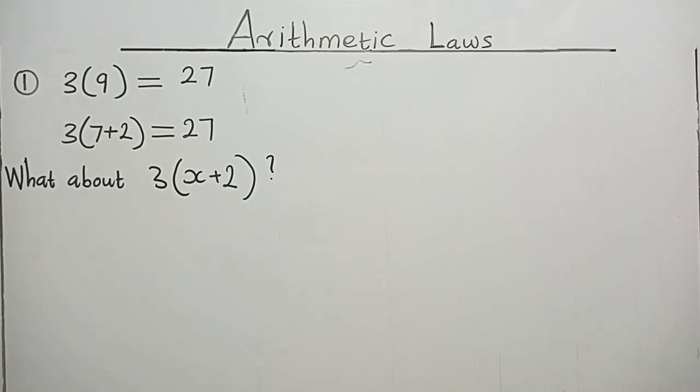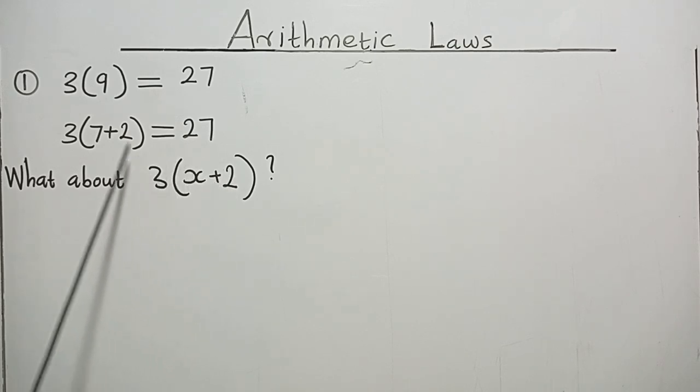And now we ask, what about 3 bracket x plus 2? Here I have replaced 7 with x. That does not mean that any place you see x, it represents 7. It is just for you to trace the origin of what becomes of this letter, that I am making you know that I just replaced this 7 with x. Now we have 3 bracket x plus 2.